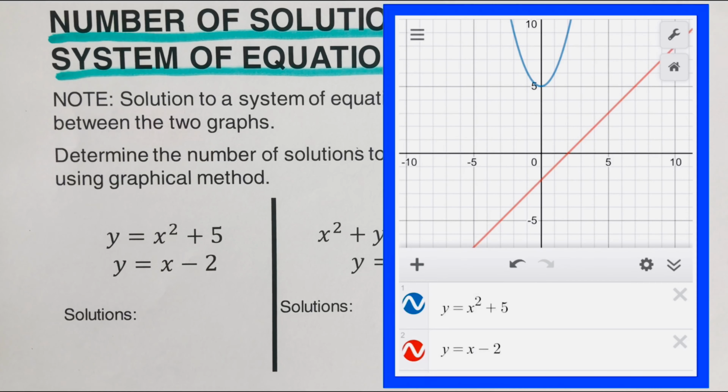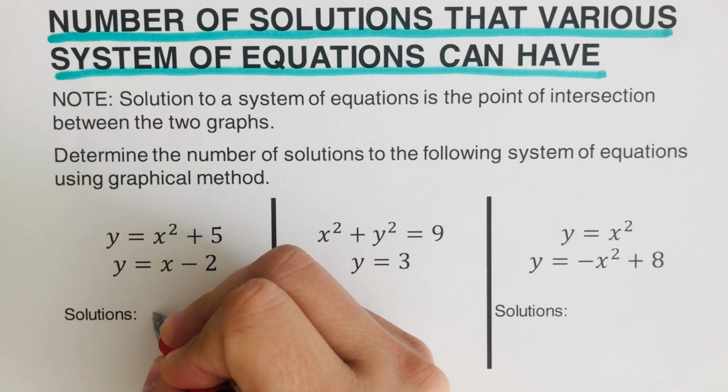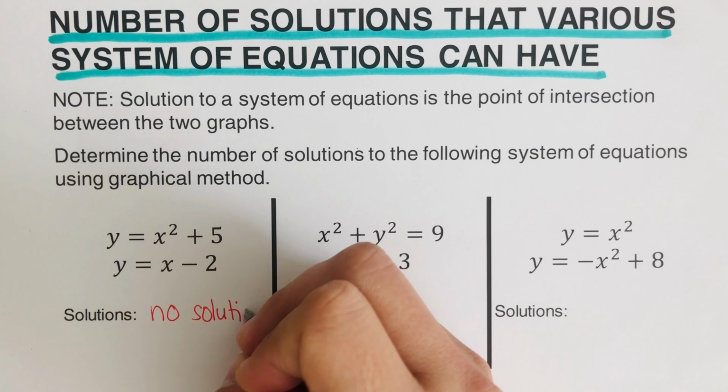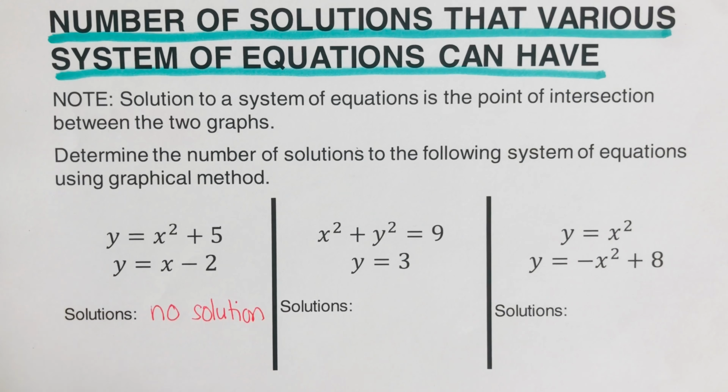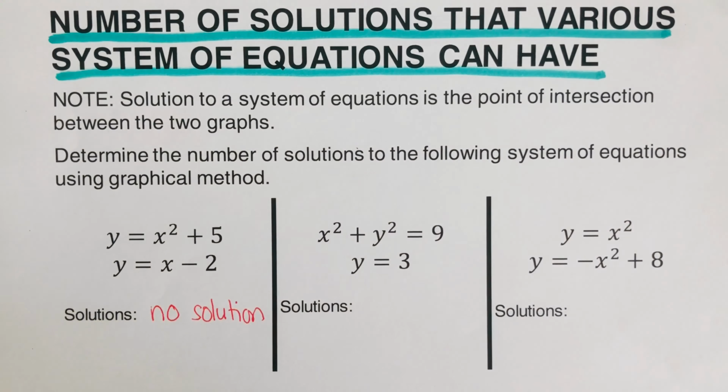That means they are not touching each other, which means that since the point of intersection, or the point where they're touching each other, refers to the solution to a system of equations, and these two are not touching each other, we can say that these two equations don't have a solution. So we can go ahead and say no solution. Again, the reason for that is because they are not touching each other, and solution refers to the point of intersection, or the point where the two graphs are touching each other.